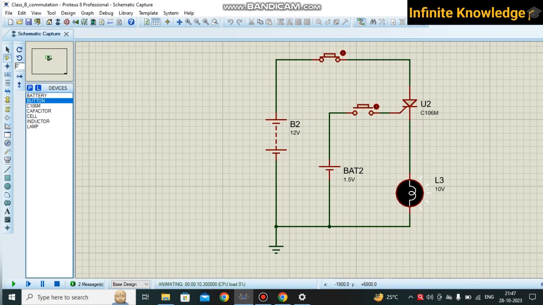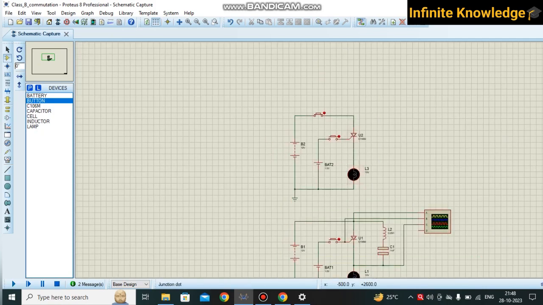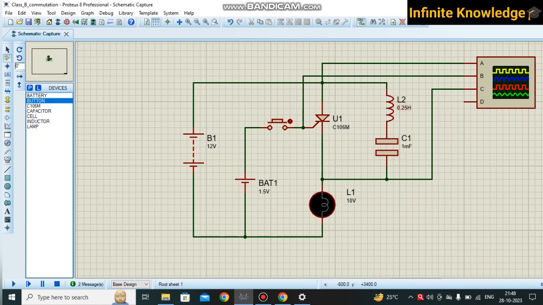So specifically when you are talking about a DC supply, you need some extra commutation circuitry to turn off your SCR, and that is possible by unique techniques like commutation techniques. There are a number of techniques for commutation. Here we are learning about the class B commutation.